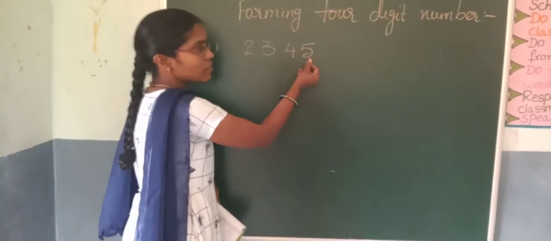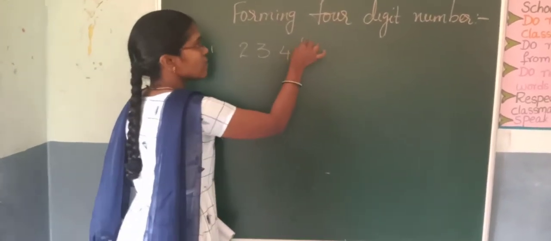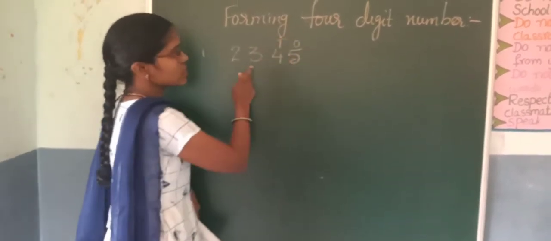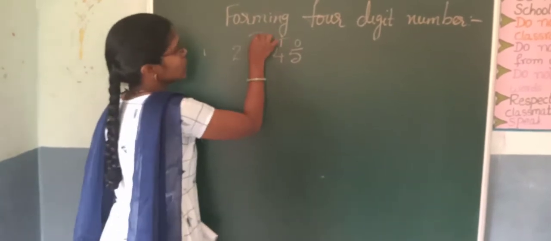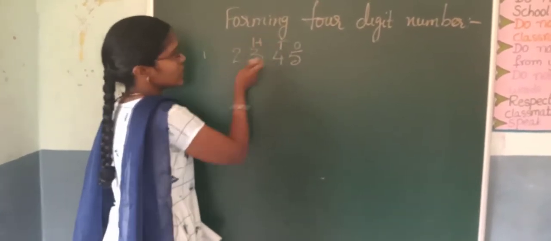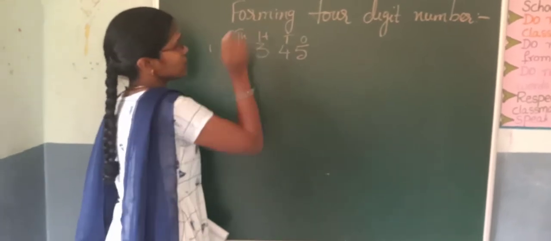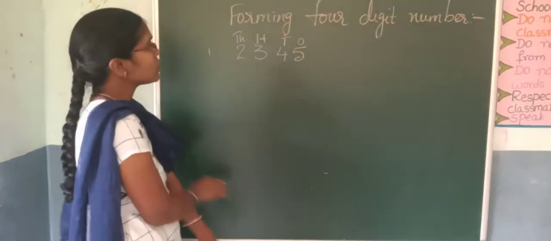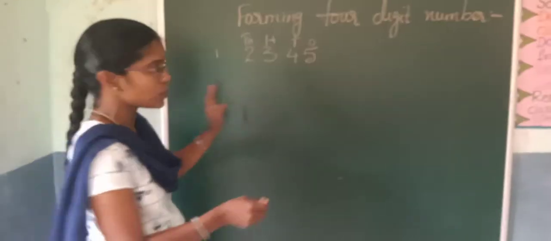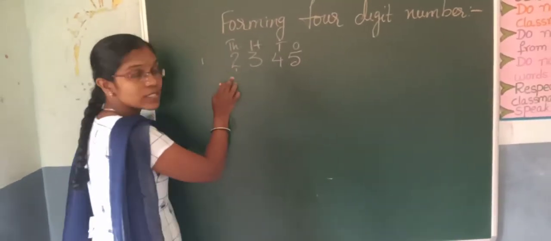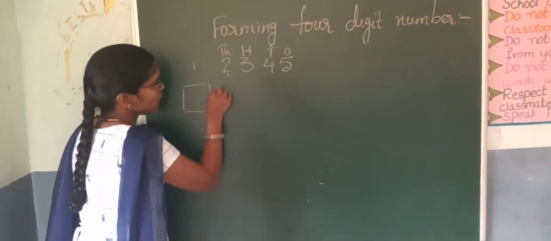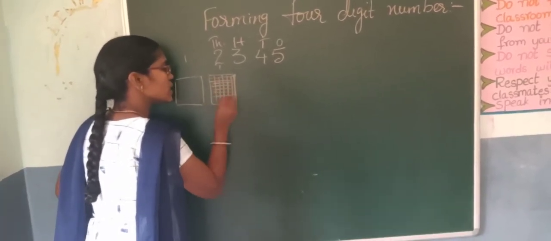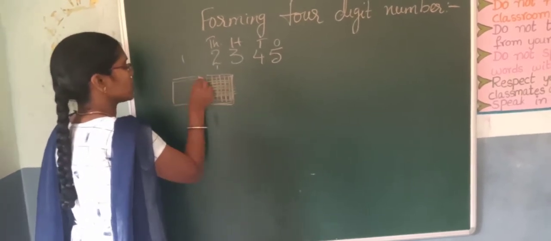Now see here, 5 in which place? Yes, 1's place. Next 4 in? Yes, 10's place. 3 in? Hundreds place. And next 2 in? Thousands place. So when you are writing, first of all we have to mention the box. Now I will show you in the box how you have to draw. So here 2 in which place? Thousands place. So how will you draw? You have to draw the 2 boxes. So the 2 boxes will contain thousands.